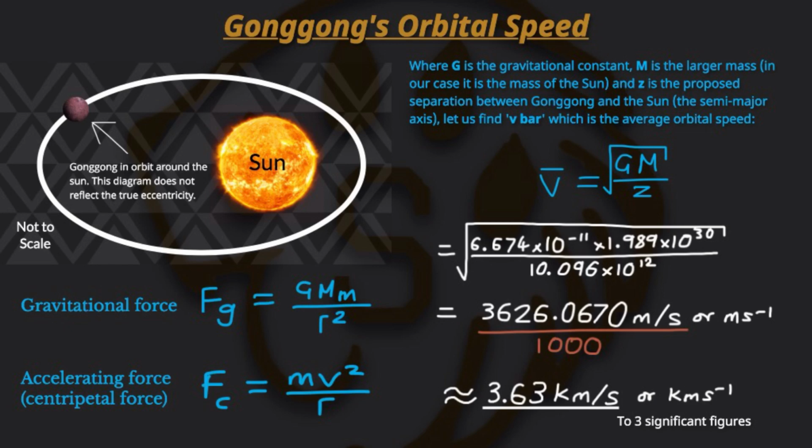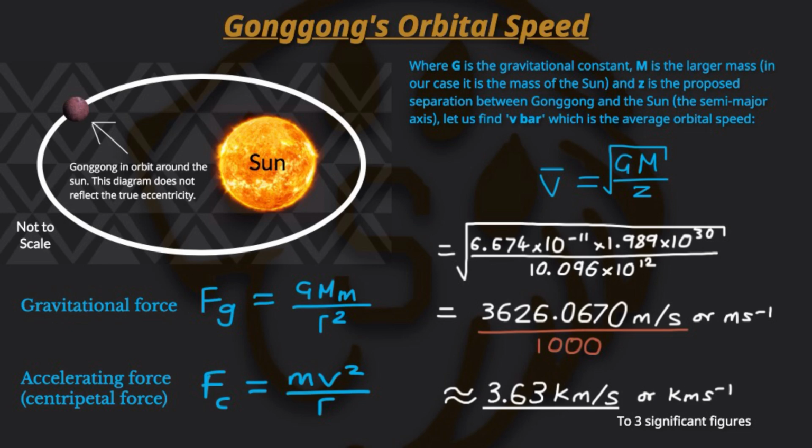So we have that equation derived there, and we plug in our values. We already know GM is the product of the gravitational constant and the mass of the sun, and then we divide by the semi-major axis that we already know, and then we get that value, 3626.0670 meters per second. You can write it either way, either with the slash or with the s to the power -1, which means the same.